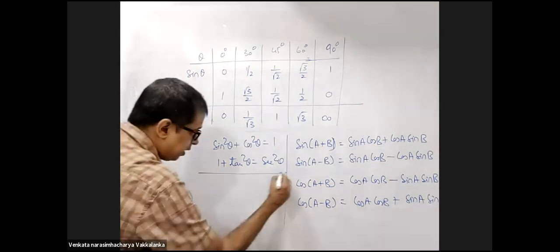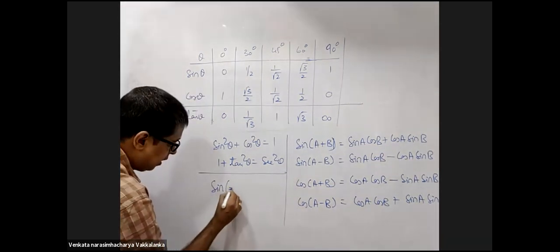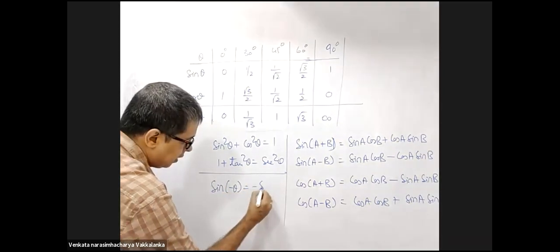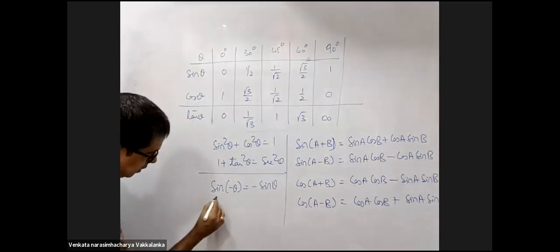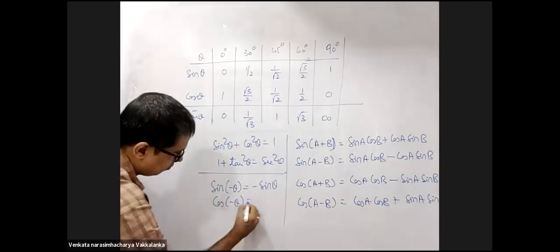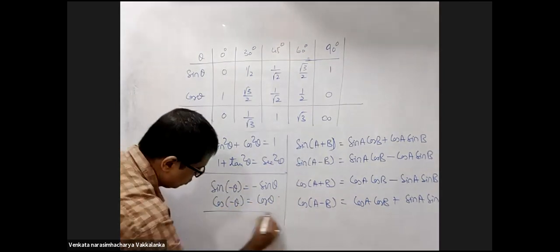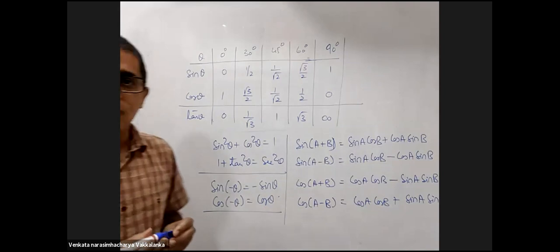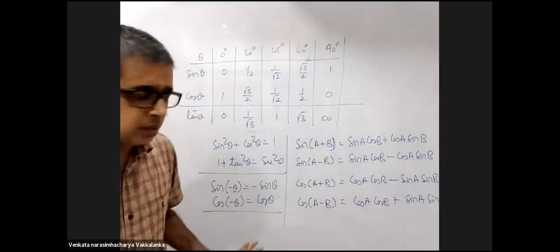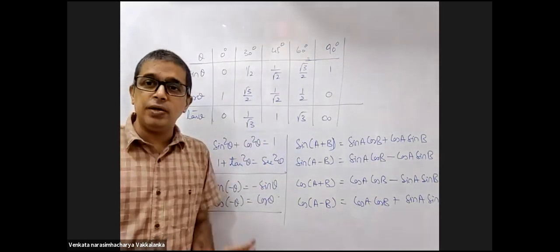One more important thing. Sin of minus theta is minus sin theta. Cos of minus theta is cos theta. What I have written on the board, compulsorily you'll have to remember.